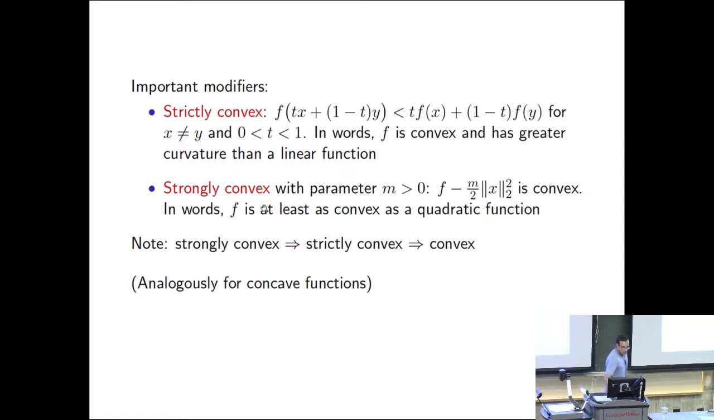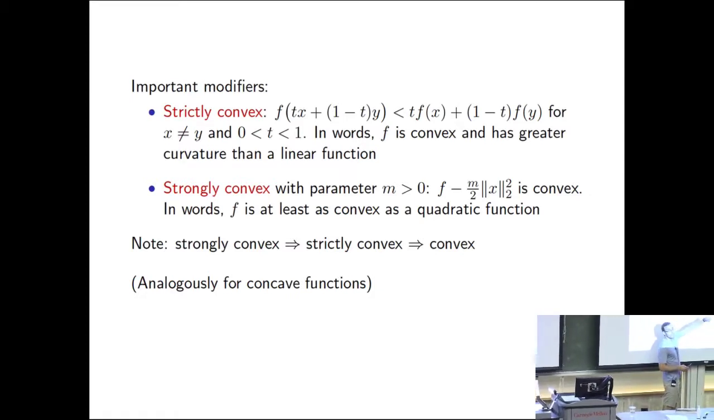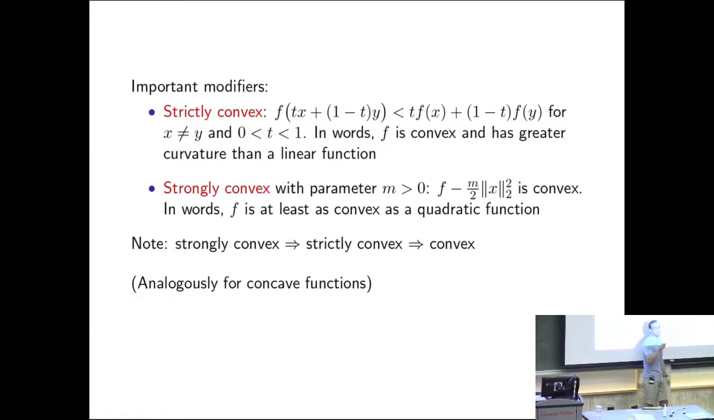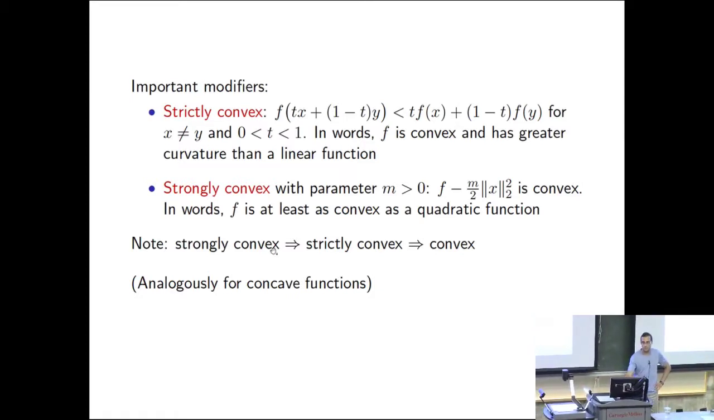Strongly convex is another important modifier, and it's an even stronger condition than strict convexity. So that's how you can remember it. It means that if I were to subtract off a quadratic function from f, it's still convex. Here m is a parameter, so we say that f is strongly convex with the parameter m. It's a positive number. And this is the 2 norm of x squared, so it's the sum of xi squared. If I can subtract off this quadratic function from f and it's still convex, then we call it strongly convex. Sometimes we say it's m-strongly convex to emphasize that parameter m.